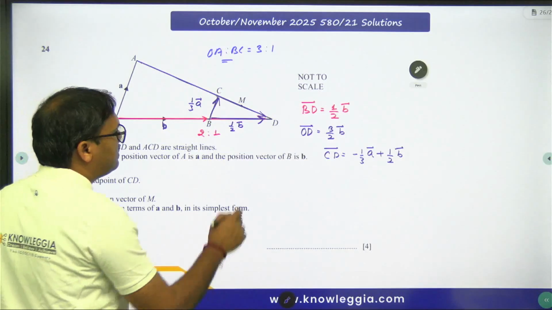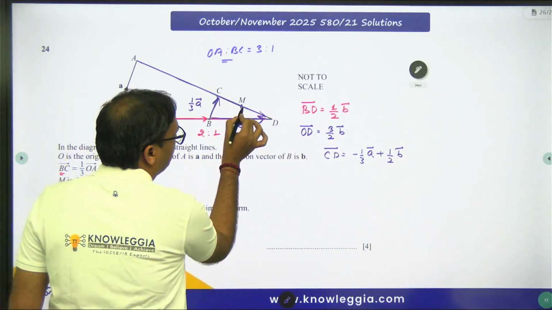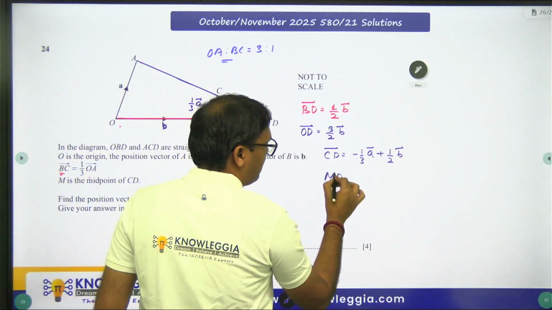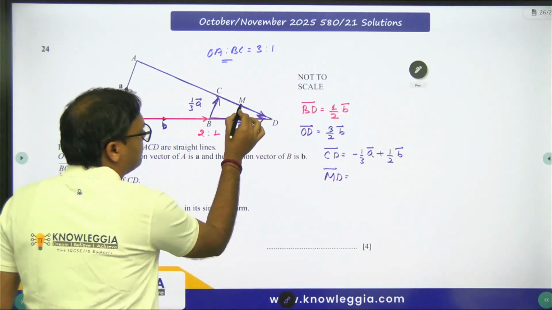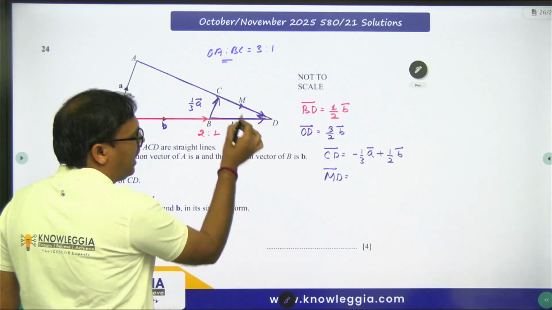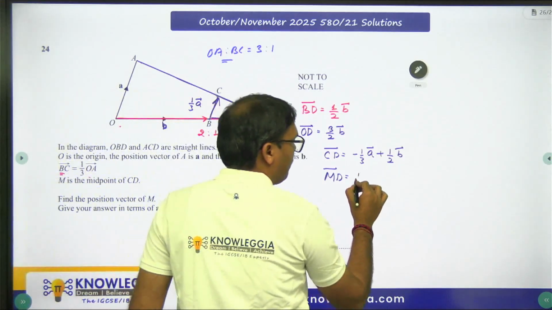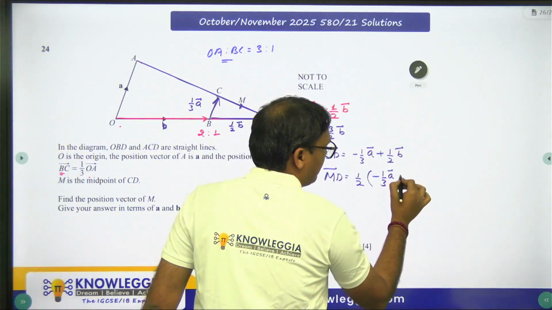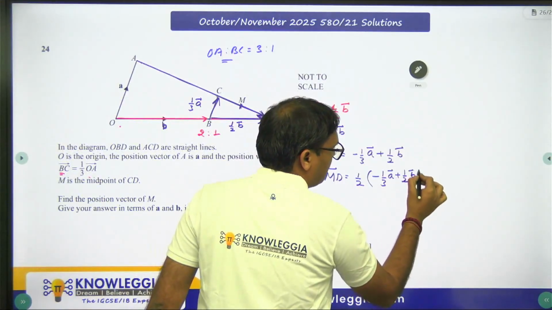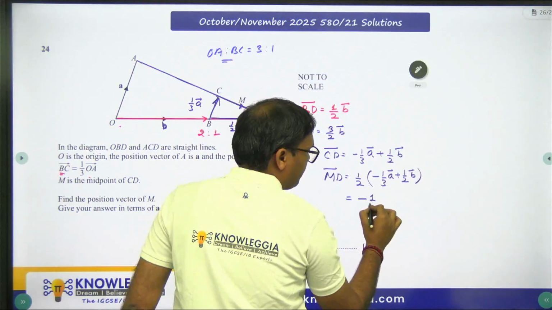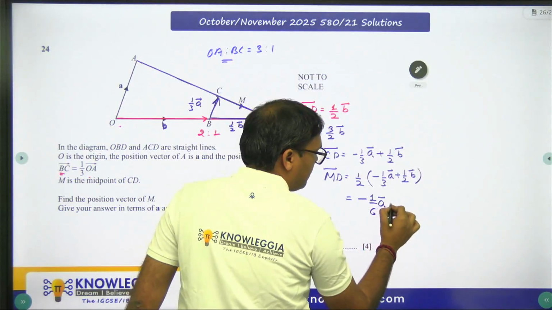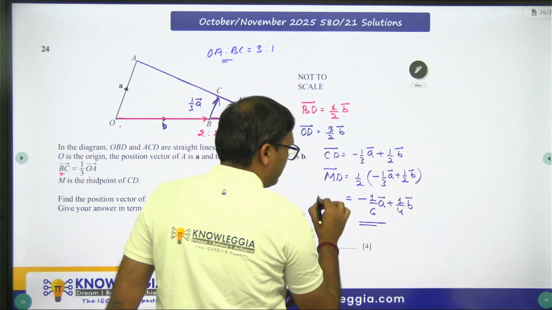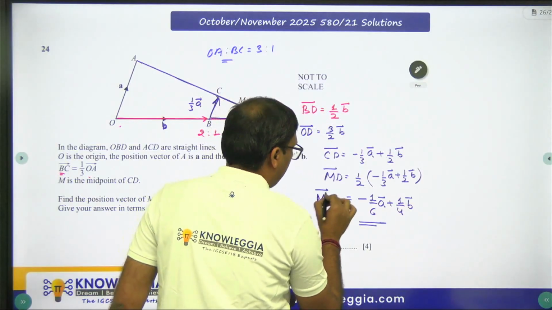And half of the CD vector is the CM vector or the MD vector. So you can see if you have this MD vector, what is the MD vector? This is half of the CD vector, which is minus 1 by 3 A plus 1 by 2 B, or you can say minus 1 by 6 A plus 1 by 4 B. So this is our MD vector.